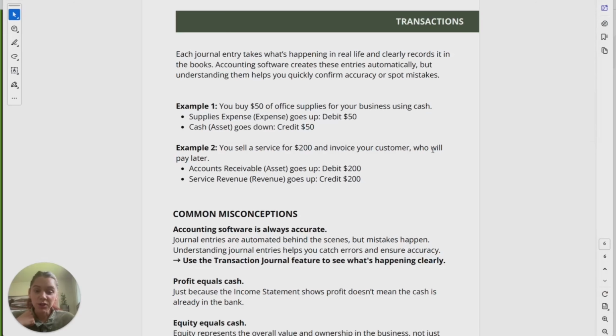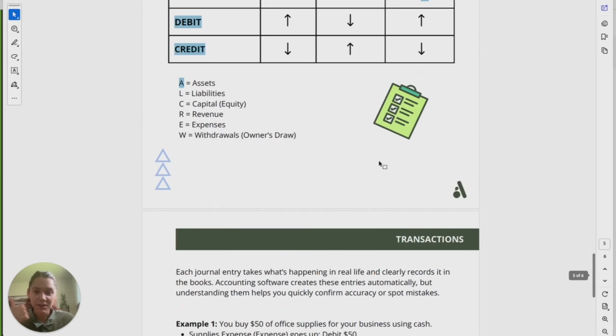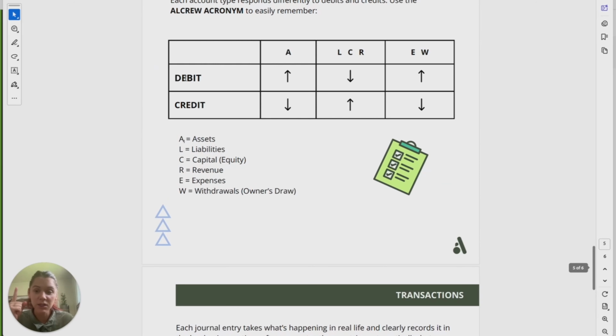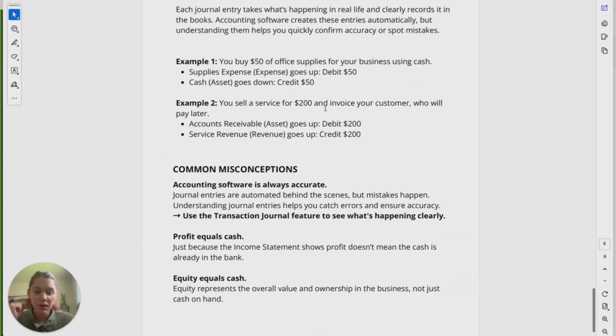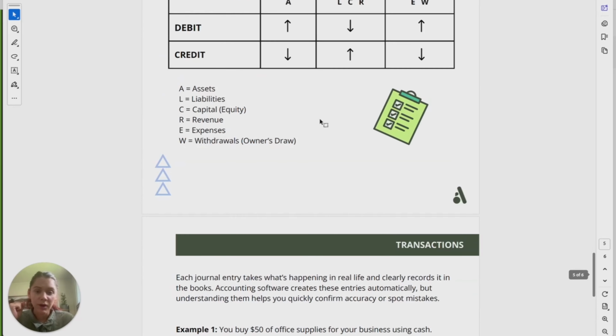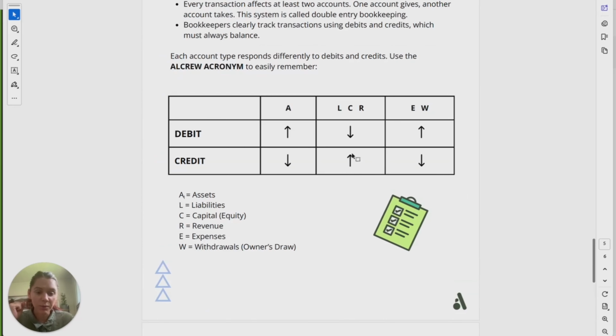If I go back here, we sold a service to a customer who's going to pay later. So it's going to hit accounts receivable. That's an asset account because I have something of value that's coming to me that I can cash in for $200. So my asset is going up because I'm going to get money for my service, so I need to debit my asset. And I'm selling a service, revenue. So if I go to my revenue account, I want that to go up as well because I'm increasing my revenue by selling something. So I'm going to credit it.